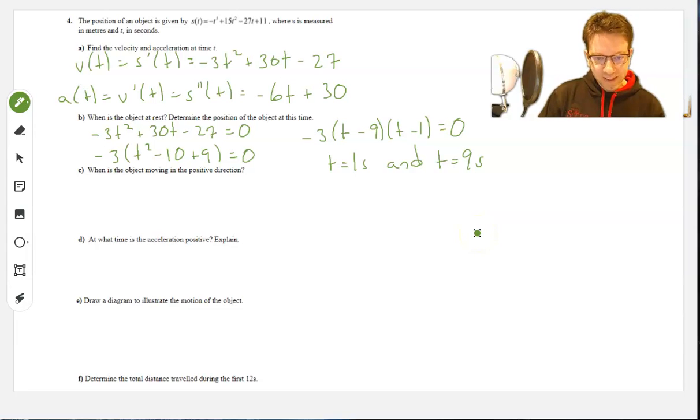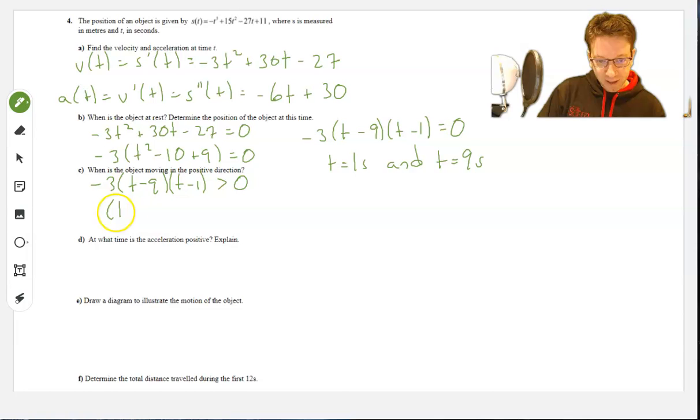So part C says, when is the object moving in the positive direction? Okay, since it's talking about moving, it's talking about velocity or speed. And so we just want to know when the velocity is positive. So here I have the equation for velocity already in nice factored form for us. So minus 3, (t minus 9), and (t minus 1). And we want to know when that's going to be greater than 0. Now I can divide both sides by negative 3. Dividing by 3 doesn't change anything, but dividing by a negative means I have to flip our inequality.